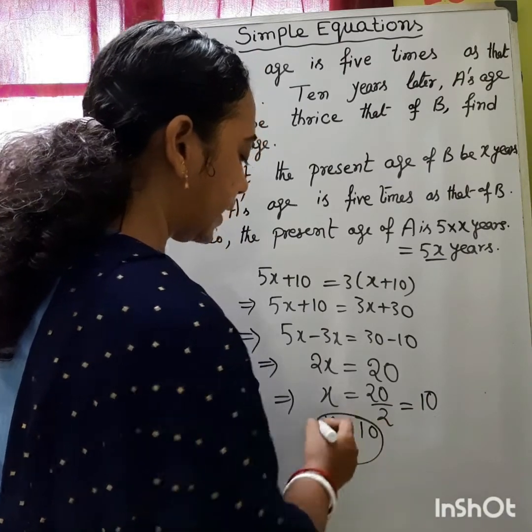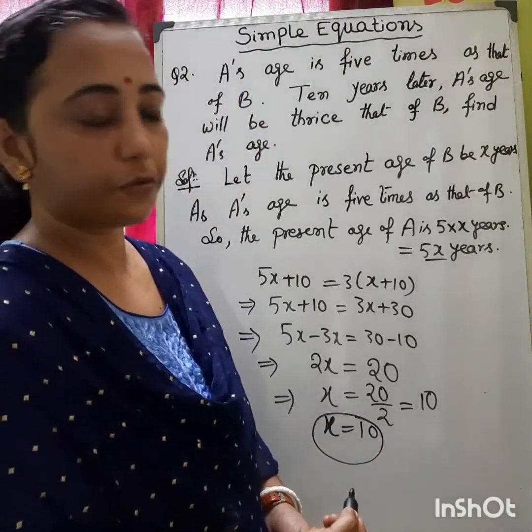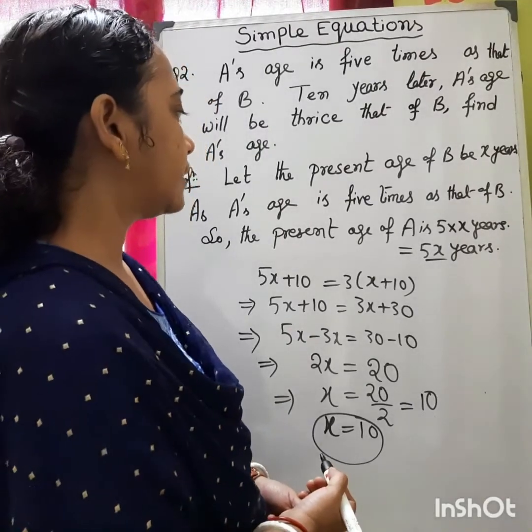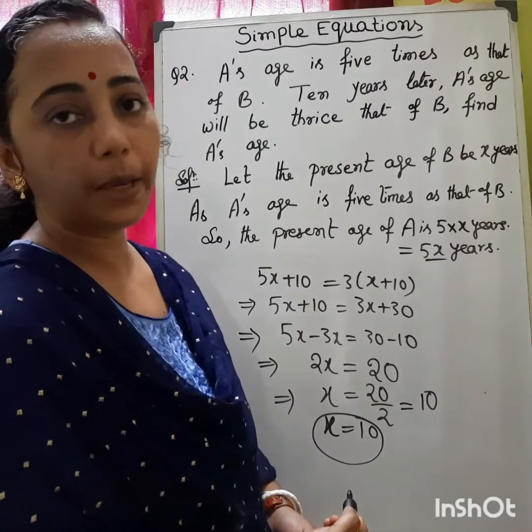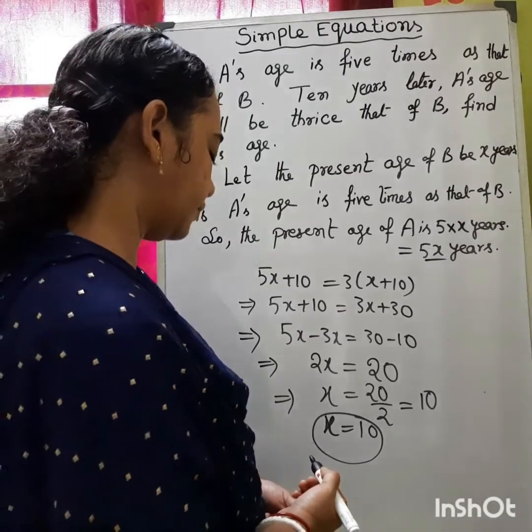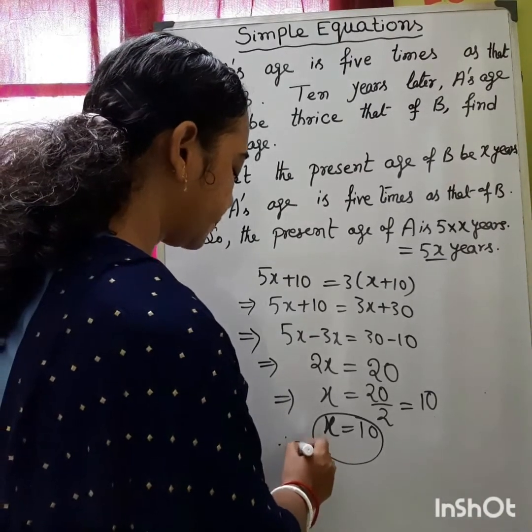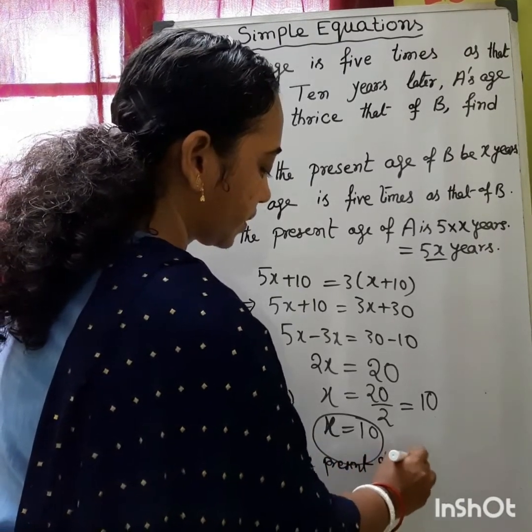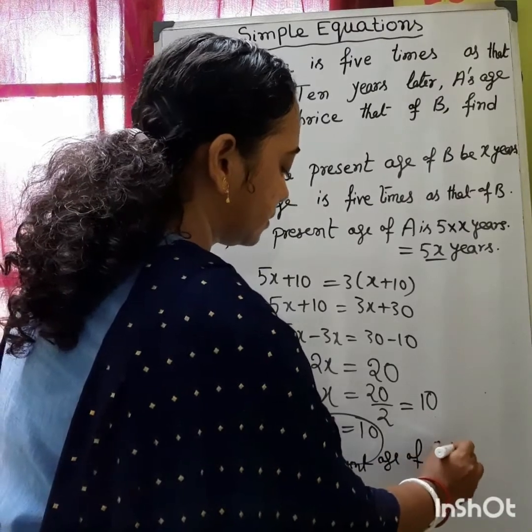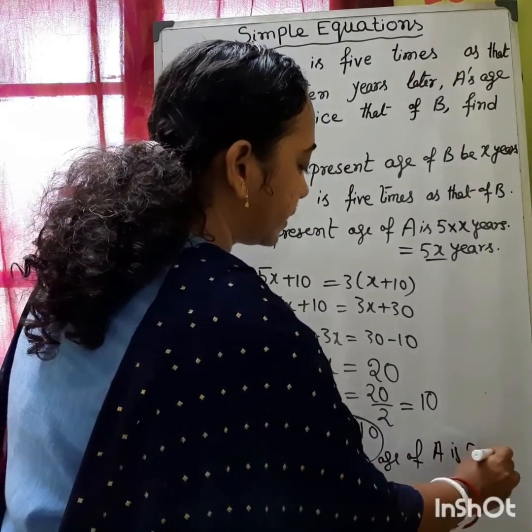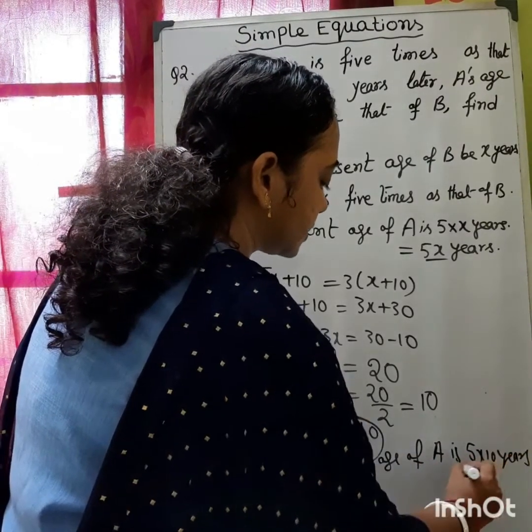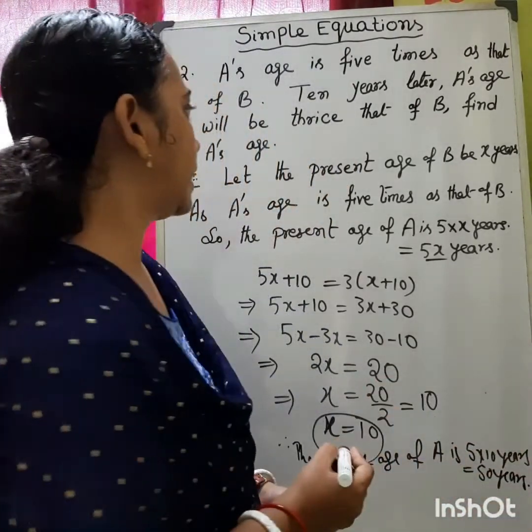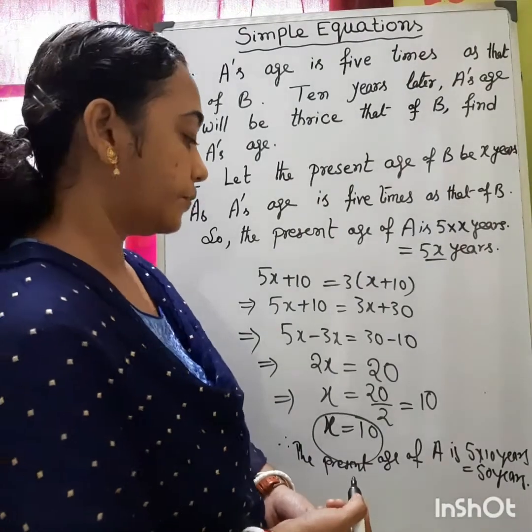So what is x? x is the present age of B. So the present age of B is 10 years and the present age of A is 5 multiplied by 10, that is 50 years. So therefore the present age of A is 5 multiplied by 10 years, which is equal to 50 years. Or we can say A's age is 50 years.